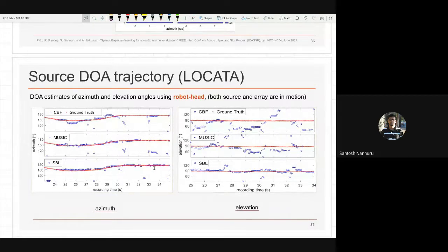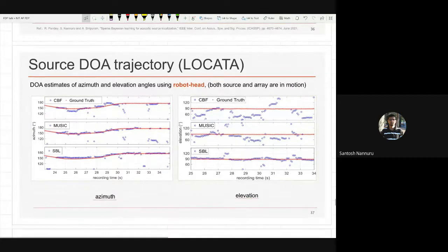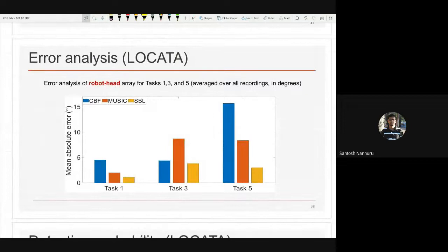So the LOCATA data set. One of the tasks in that I'm displaying here. You can do overall error analysis of the whole data set. Here, task wise, we have done averaging. Each task has multiple audio recordings and different cases. For the mean absolute error, CBF stands out a lot. It has high error, low resolution. MUSIC is better in tasks 1 and 5. In 3, it's a bit worse than CBF. That may happen when the assumptions are not working properly. Whereas SBL, if you see, it's pretty good. It has one of the lowest errors in all the tasks. So on average, also, it works very well.